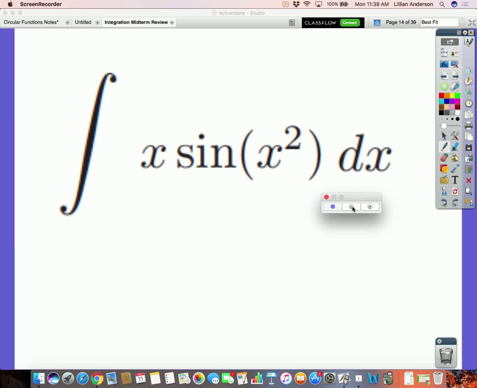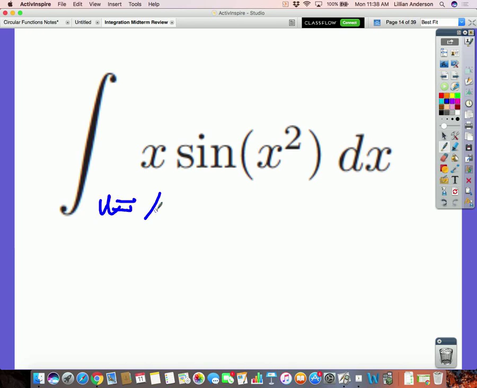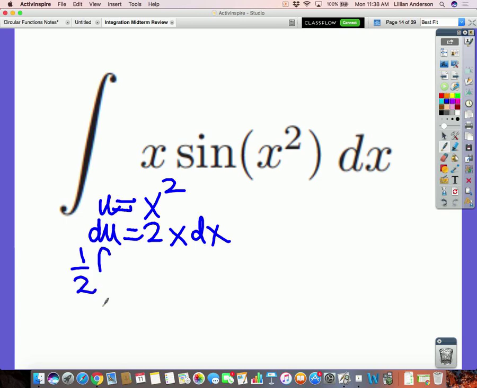Okay. So this is another U substitution. You should have made x squared u. So then that way du would be 2x dx. Okay? So then you would have to divide it, so it would have been 1/2 du and then x dx. So then that's 1/2 sine of u du. Does everybody see that?